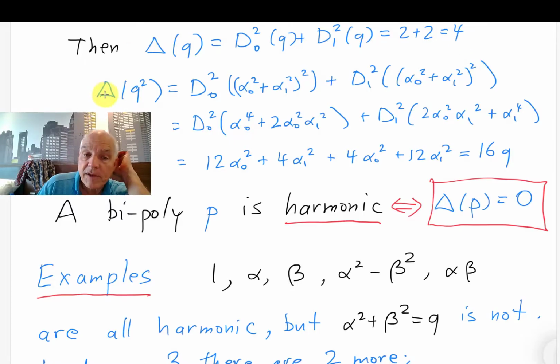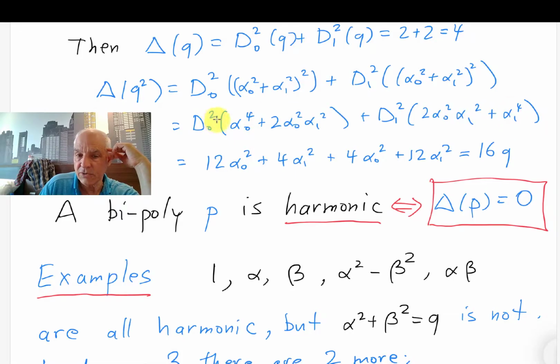How about the Laplacian of q squared? Okay, so we have to apply d sub 0 twice to, here's the square of q, and we add the result of applying d sub 1 twice to, again, here's the square. Okay, so when we square this thing here, we're going to get an alpha 0 to the 4th, we're going to get 2 times the product, and we're getting an alpha 1 to the 4th. If we apply d0 squared to that, the term involving alpha 1 to the 4th is not going to figure because that's going to get killed. These are the ones that are not going to get killed. And similarly here, when we square it, these are the ones that are not going to be killed.